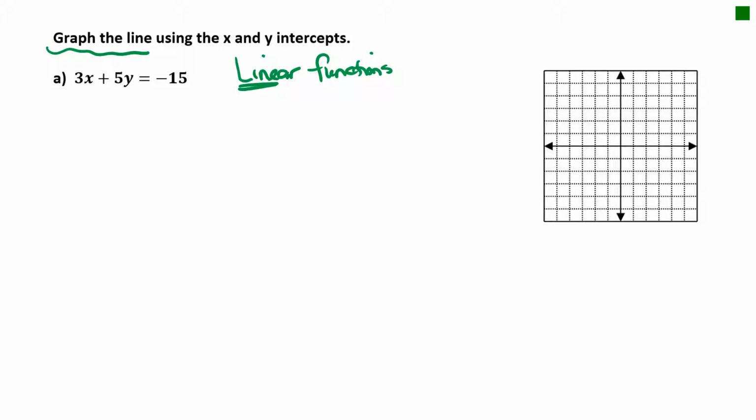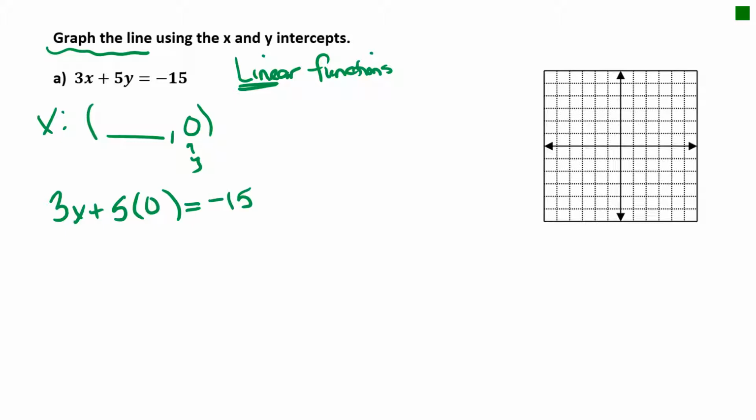So let's find the x-intercept. For the x-intercept, we're going to find x and substitute 0 in for y. So there's a 3, there's an x, plus 5, y, put 0, equals negative 15. So this is 3x, 5 times 0 is 0, gives me negative 15. So I have 3x equals negative 15.